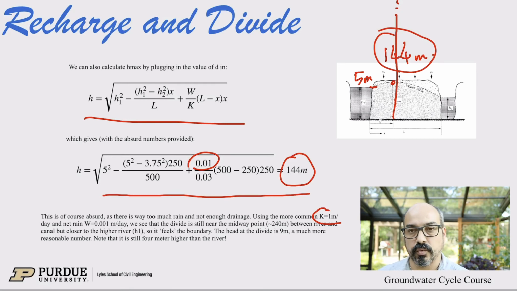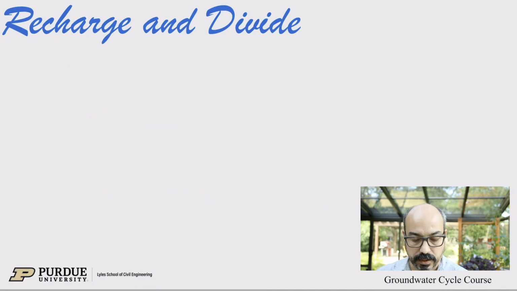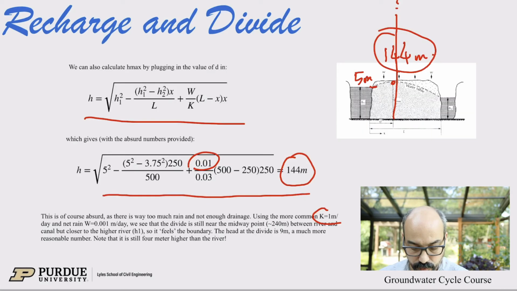So if we change K to 1 meter per day and W to 1 millimeter per day and rerun those calculations, you'll find that you get a head at the divide of 9 meters. So this is still quite a bit. So 9 meters, and I'm sorry I can't really erase in Keynote. So 9 meters is still 4 meters higher than the level at the river. So that's still quite a bump away from the river, but it's not as dramatic as 144 meters.